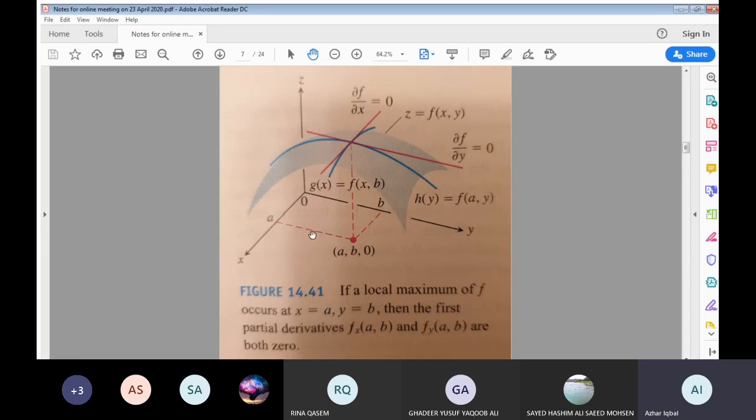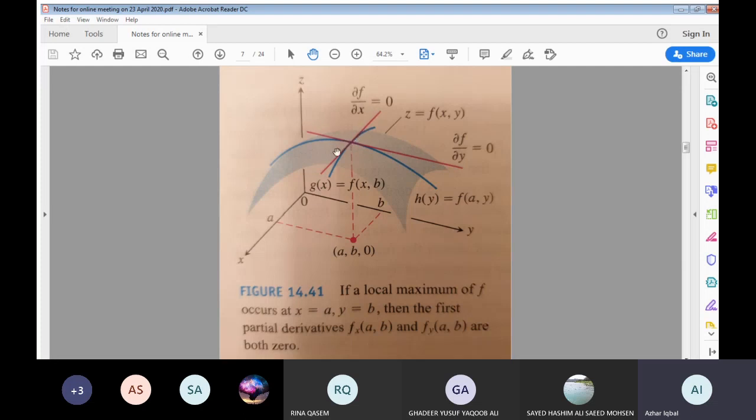So now we have the plane defined by x equal to a, defined by these two vertical lines, and this plane intersects the three-dimensional surface in this blue curve. The geometrical meaning of the partial derivative with respect to y here is the slope of the tangent to this bluish curve at this point, and the tangent line is given by this red line.